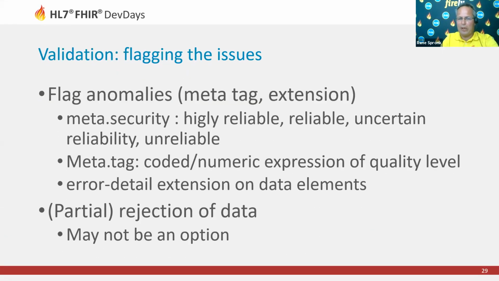So certainly when you do validation, then flag stuff that's wrong. You can use meta.security, one of the security labels, to do that, or meta.tag. And there is an error detail extension that you can basically slap on all the data elements that we have in FHIR. So there's plenty of ways of labeling something as being erroneous.